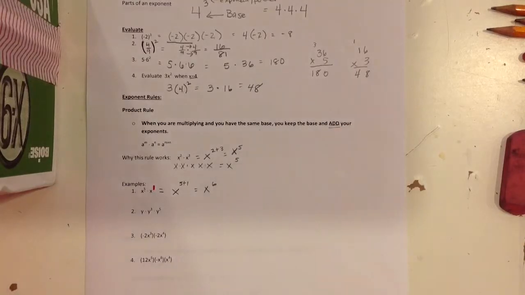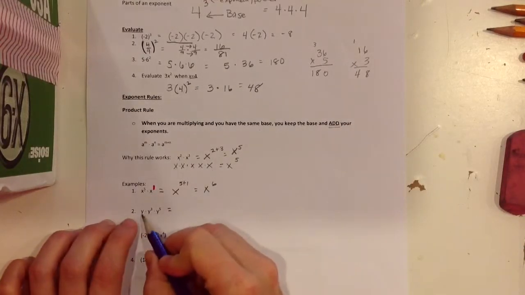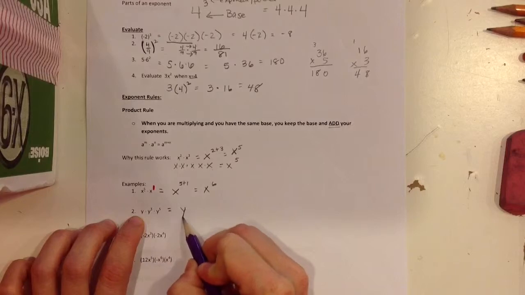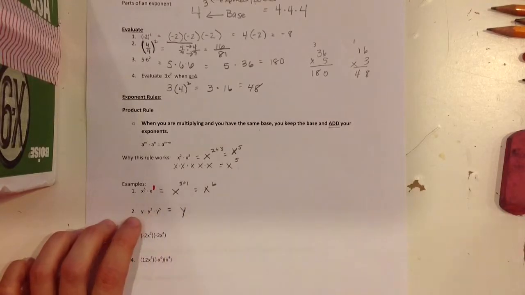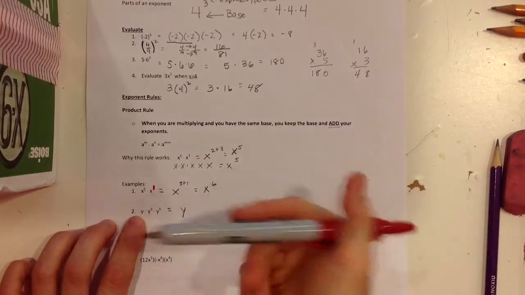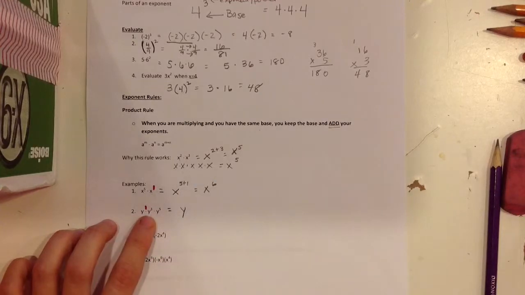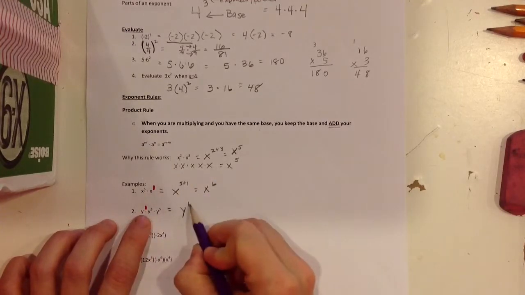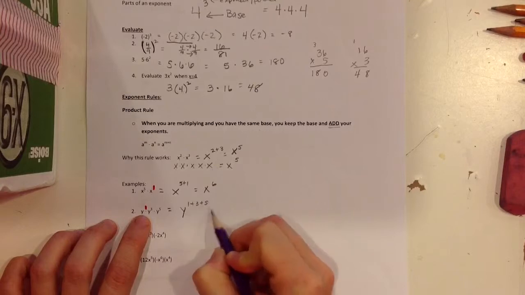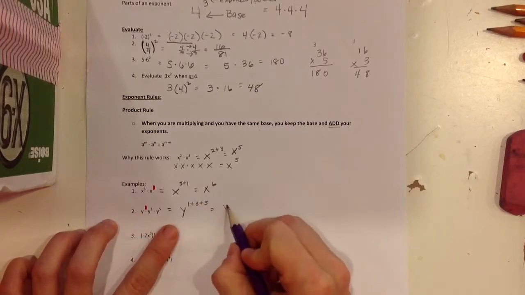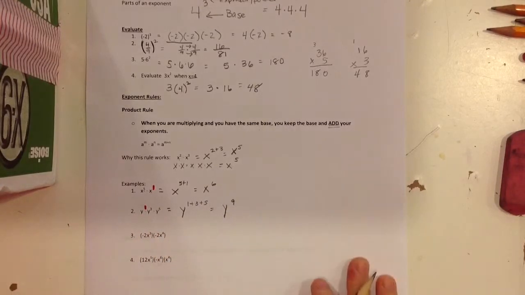So I have the next one. I have the same base, which is y. And my exponents are, remember, an understood 1, a 3, and a 5. So 1 plus 3 plus 5, that's 4 plus 5 is 9. So y to the 9th is my answer, the variable for the product rule in simplest form.